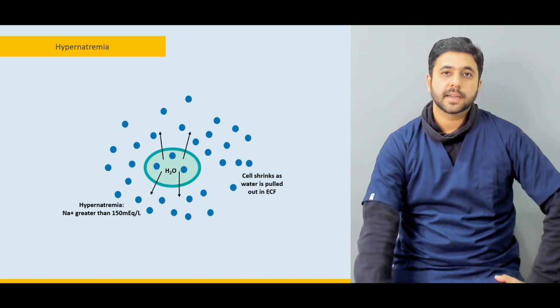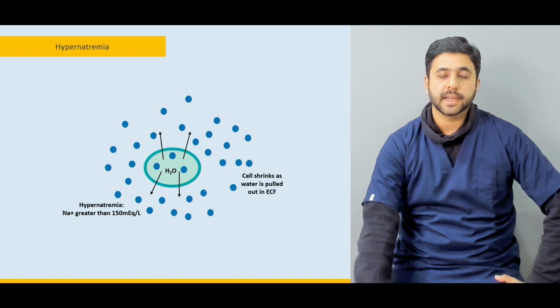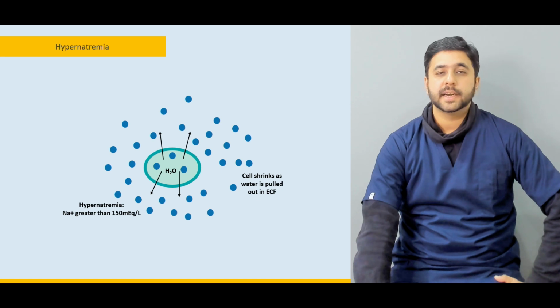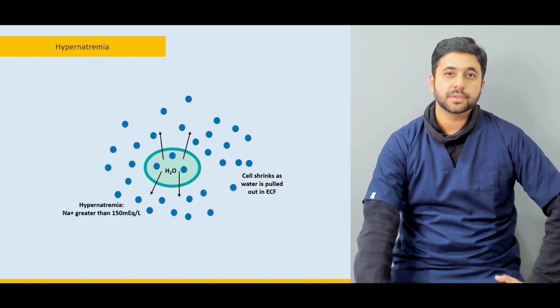This shrinkage of the cell can lead to a lot of problems. In the neurological department, as we are going to see in the clinical features, it can lead to confusion and various bleeding abnormalities in the brain. Along with that, if it stays for a long time, it can also lead to seizures and coma.